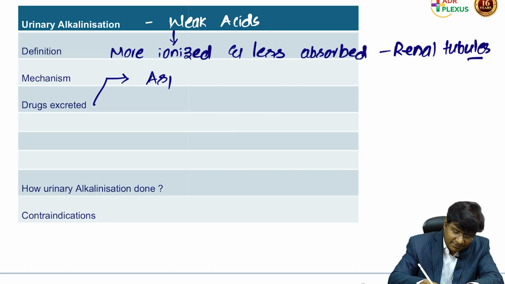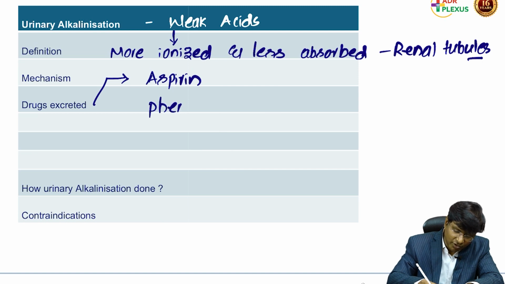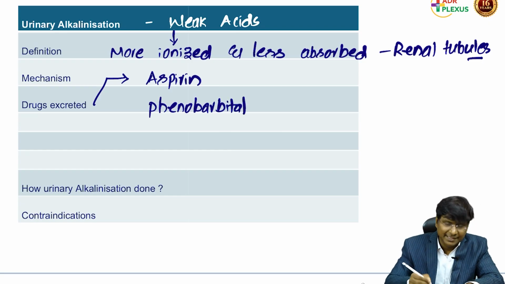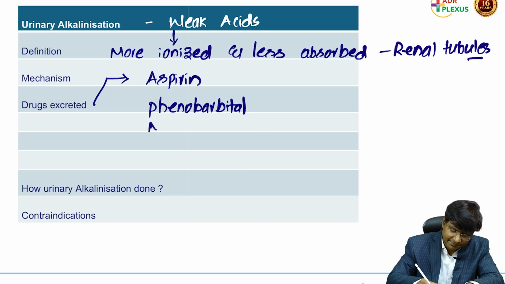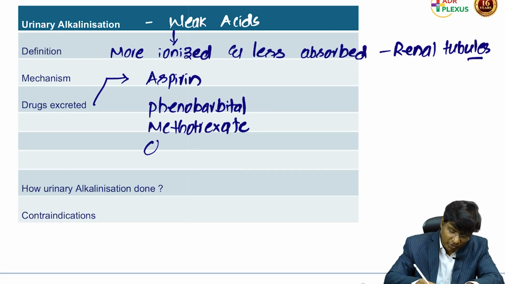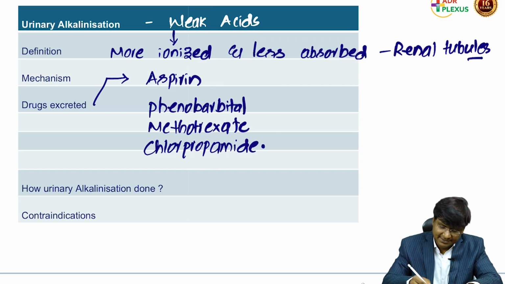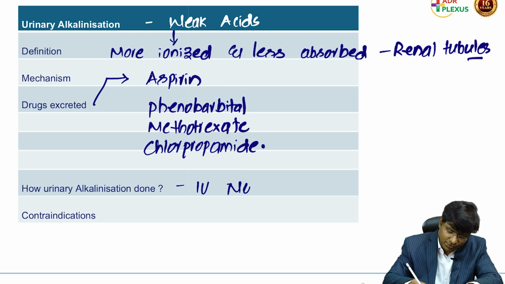Now, what are the drugs which are excreted by urinary alkalinization? One is aspirin, that is the salicylate, then phenobarbital. Then next important is methotrexate, a drug used in the treatment of rheumatoid arthritis. Then chlorpropamide. What is chlorpropamide? It is a first generation sulfonylurea. And how is this urinary alkalinization being done? That is by giving intravenous sodium bicarbonate.